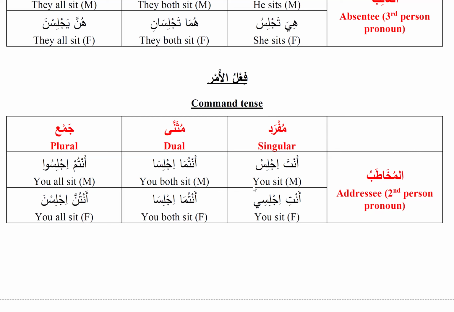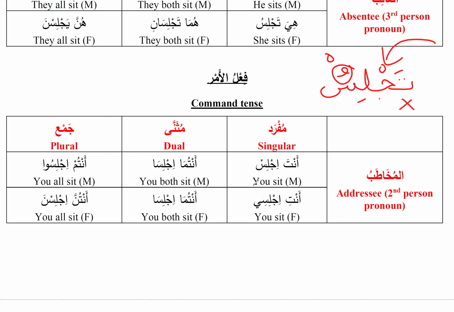So there's a way in which we can take the command tense. Take the fi'al mudari, present tense, because fi'al amr is taken from fi'al mudari. Take the present tense in the second person. So for example, here the second person for yajlisu is tajlisu. We take tajlisu. And what we do is, the first thing, we change the dhamma here to sukun. So tajlis. Then we remove the ta. Once we remove the ta, then the letter will begin with a sukun.